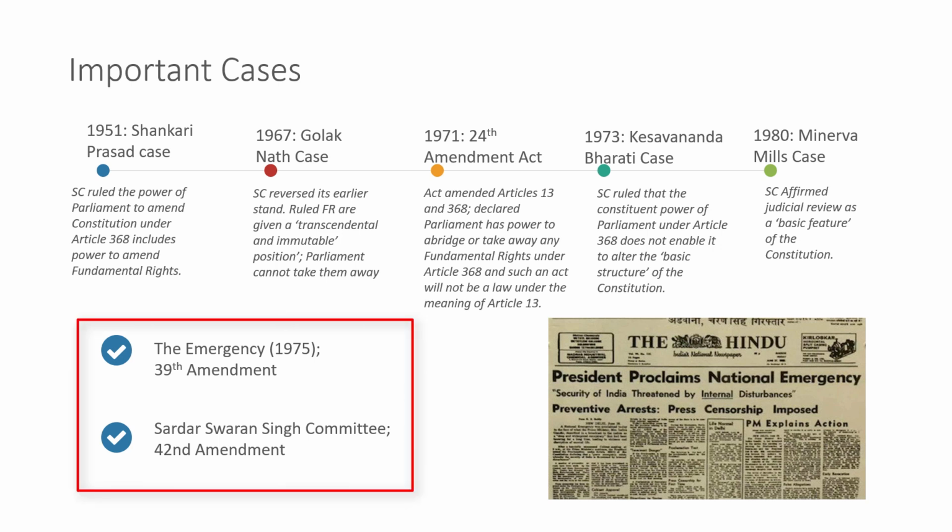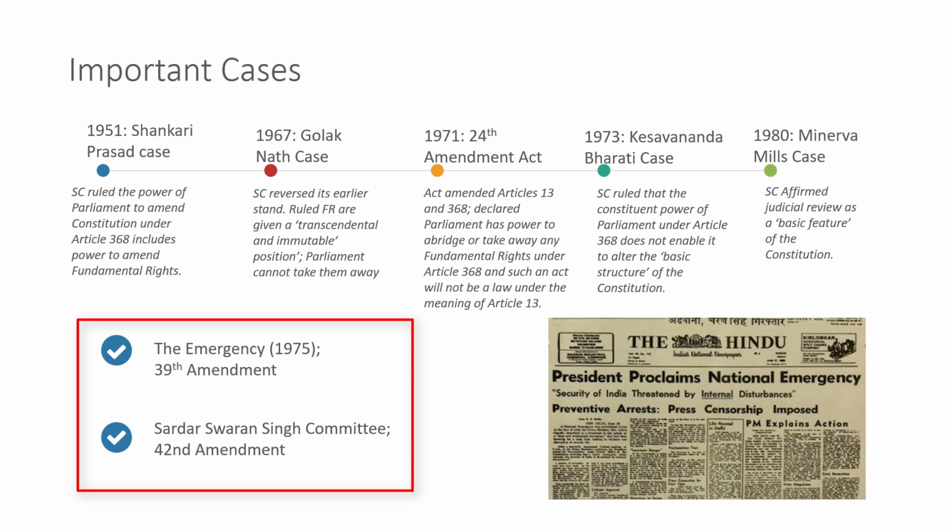Now let us briefly discuss the Sardar Swaran Singh Committee and the 42nd Amendment. Soon after the declaration of national emergency, the Congress Party had constituted a committee under the chairmanship of Sardar Swaran Singh to study the question of amending the Constitution in the light of past experiences. Based on its recommendations, the government incorporated several changes to the Constitution, including the preamble, through the 42nd Amendment passed in 1976, which came into effect on January 3, 1977.